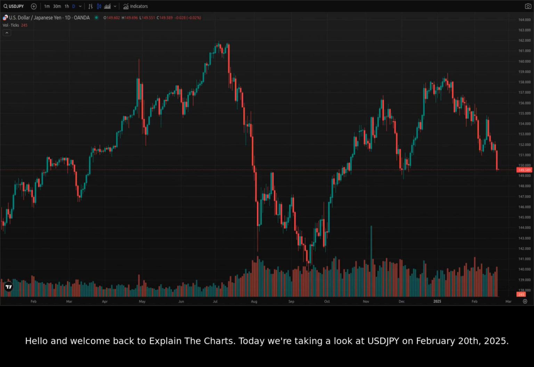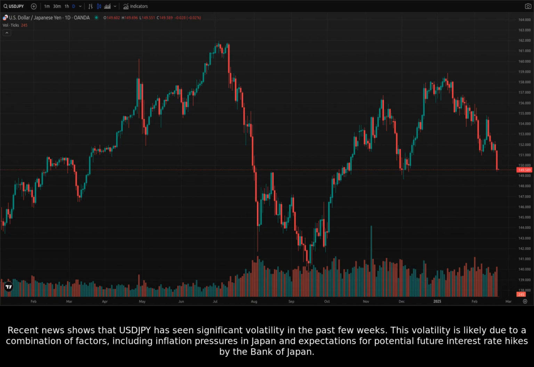Today we're taking a look at USDJPY on February 20th, 2025. Recent news shows that USDJPY has seen significant volatility in the past few weeks. This volatility is likely due to a combination of factors, including inflation pressures in Japan and expectations for potential future interest rate hikes by the Bank of Japan.